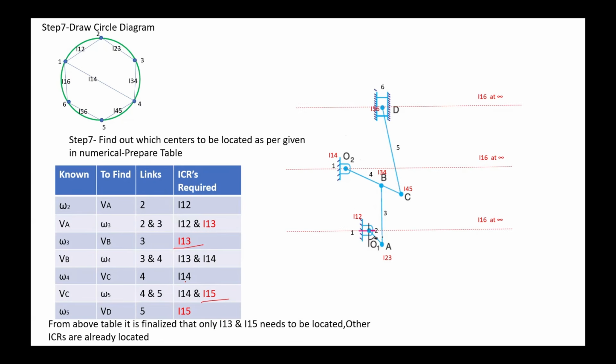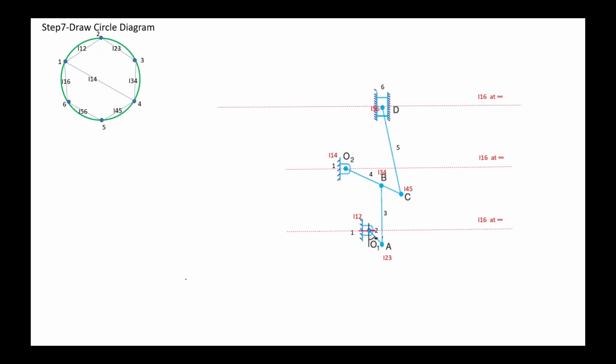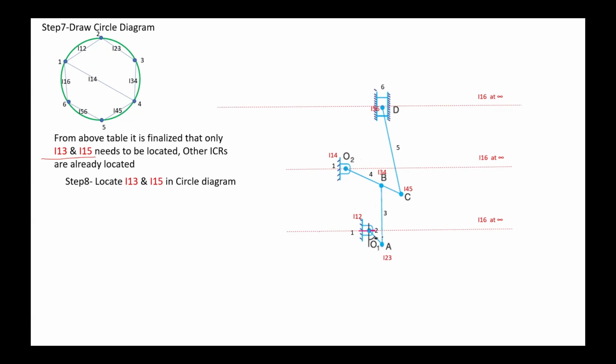So next step, you have to locate the ICRs. Already you have calculated, I have to locate the I13 and 15. Here I have written. So ICR 13, to locate the ICR 13, join the 1 and 3. See here, I have joined this in the circle diagram. This is the 1, this is the 3. I have joined it, and this ICR I want.